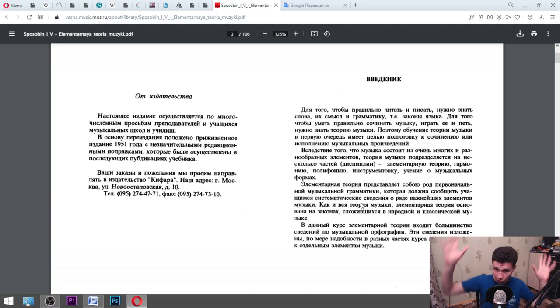As a whole theory of music, elementary theory is made on, it means has a base on the laws. Look at this, it is законы, that were made during the period of time previously when it was the folk music, народная, and classic, классическая музыка. Look at this again. Сложившихся в народной и классической музыке.